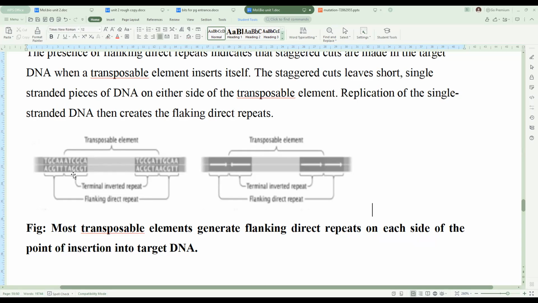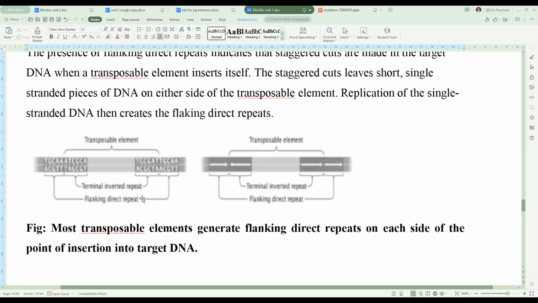And what is present adjacent to these terminal inverted repeats? Flanking direct repeats. Now see the direction of the flanking direct repeats. It is in the same direction. Both the sequences are in the same direction. So here, see this T, G, C, A. Where is this direct repeat? T, G, C, A. Means both the sequences are in the same direction. That is direct repeat. But here one important point you have to understand is that these direct repeats are not part of transposons.